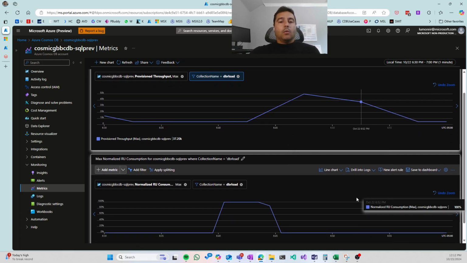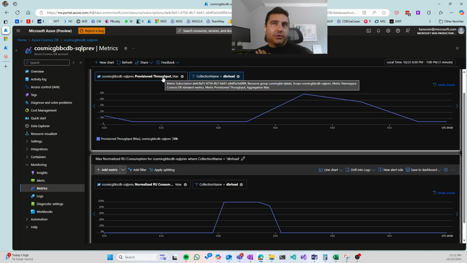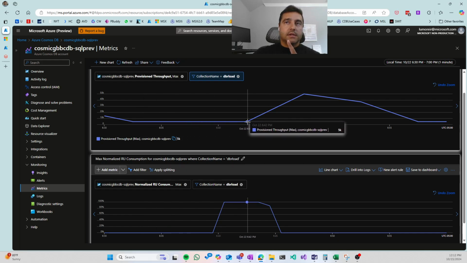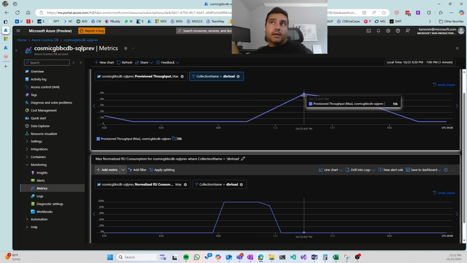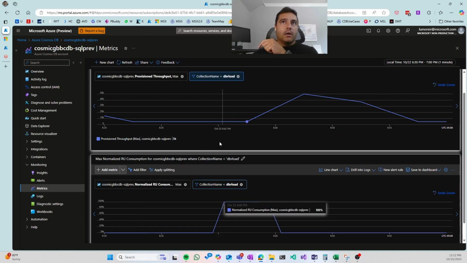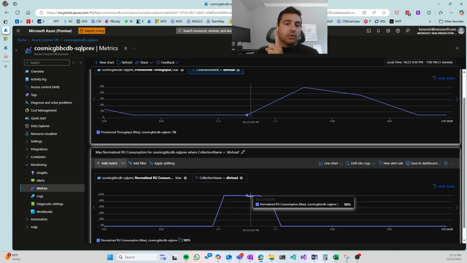Perfect. What you notice is that first of all there is a delay in the provisioned throughput. If you look at the data points that I got here, they are always gathered in 5 minute intervals. So I can see 6:32, 6:37, 6:42, and after that 6:47. So the graphs will never align, because provisioned throughput has a 5 minute interval granularity, that's the minimum, and normalized RU can be per minute.